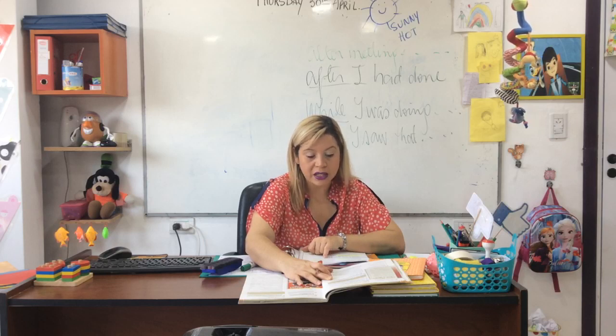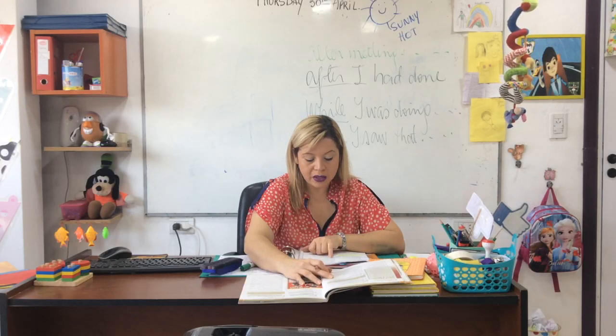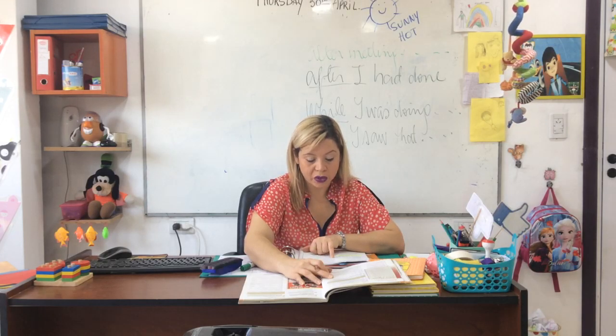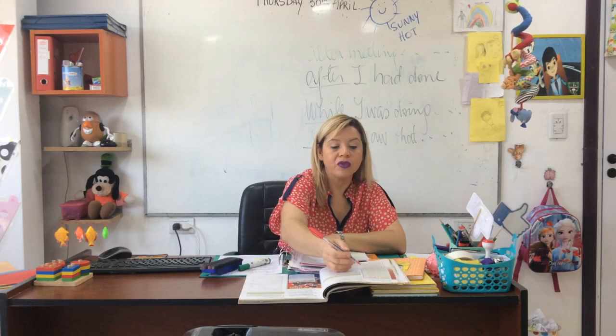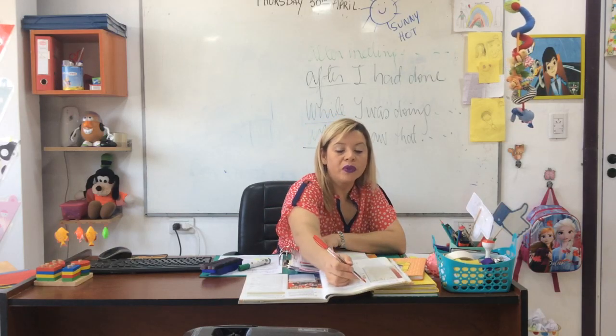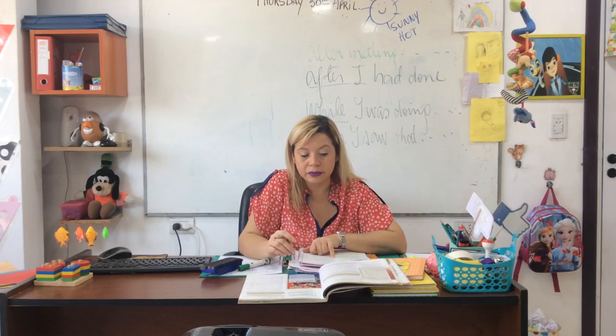Exercise five. Did the accident happen? Two, cost. Three, did the pilot do? Four, did he choose? Five, happened? Six, rescued. Okay, exercise six you don't have to do, okay? You have to do only 1, 2, 3, 4 and 5, not 6, okay?